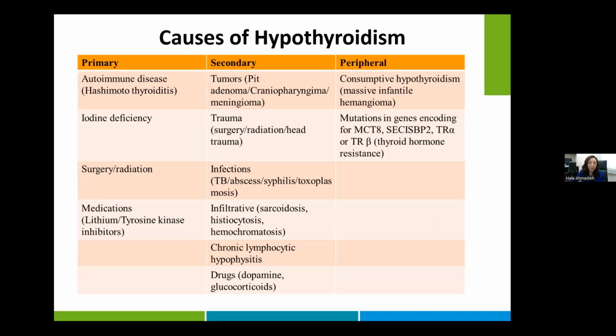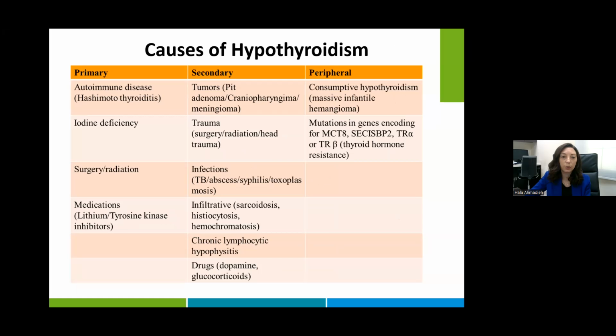The causes of hypothyroidism are really many. We usually classify them into primary, secondary or tertiary, and peripheral. The primary is by far the most common cause of hypothyroidism, and it's mostly a problem that exists within the thyroid gland itself. The most common primary cause is Hashimoto thyroiditis, which is an autoimmune disease, which we'll talk about in a while. Worldwide, the most prevalent cause of primary hypothyroidism is iodine deficiency. Other primary causes include surgery, radiation, and certain medications that may affect the thyroid gland.